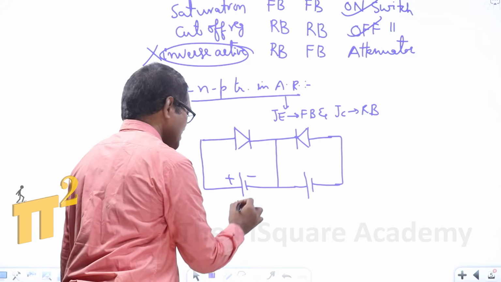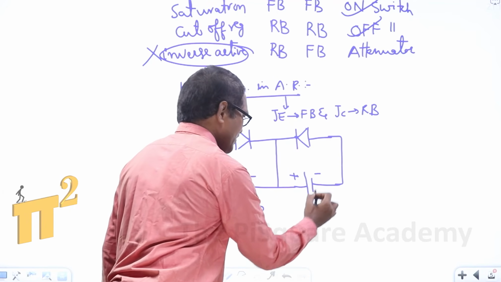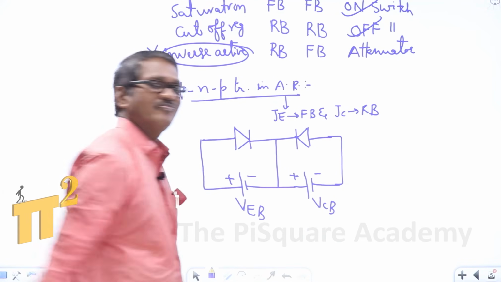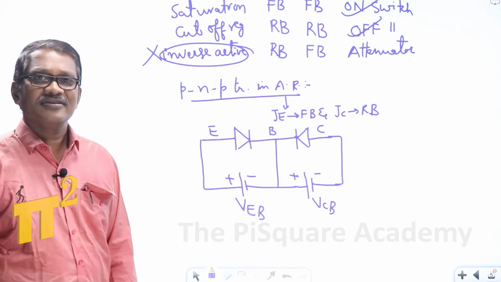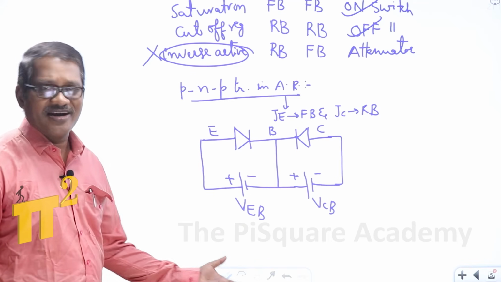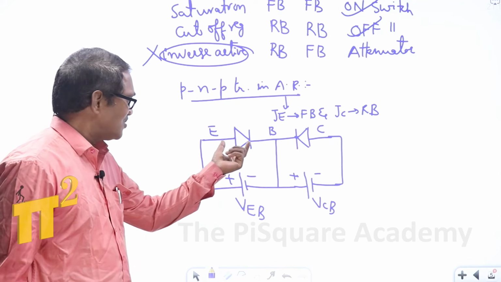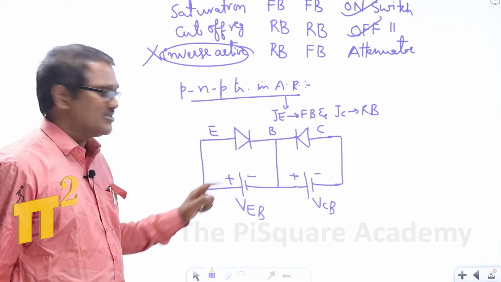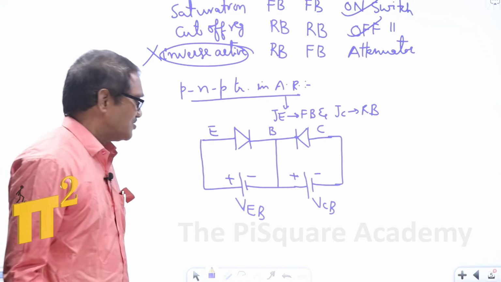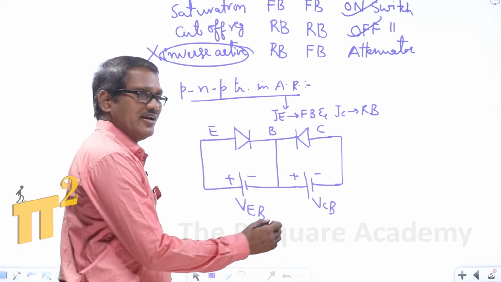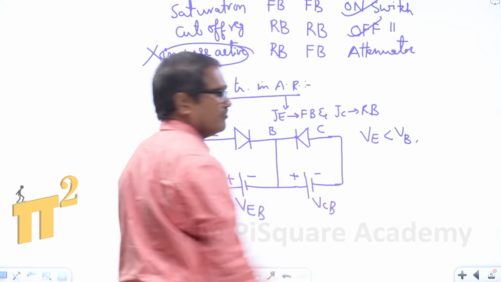This is the positive terminal and this is the negative terminal. This is VEB, the emitter base voltage, and this is VCB, the collector base voltage. Have you understood this? This is emitter, base, collector. So from this, we can derive the condition for the active region. How can we derive the condition? The emitter is at the positive terminal, that is, higher potential, and the base is connected to the negative terminal, that means at a lower potential. So VE is less than VB.